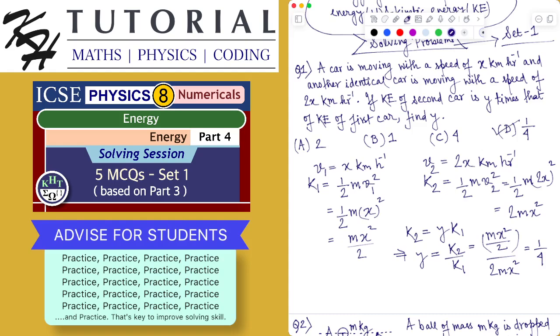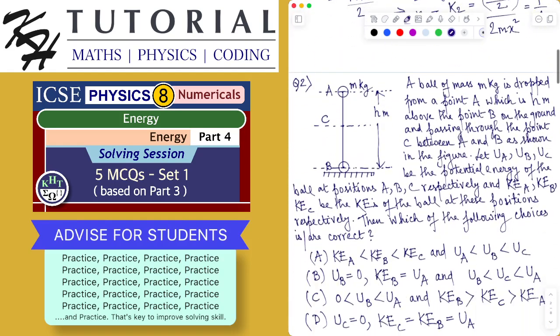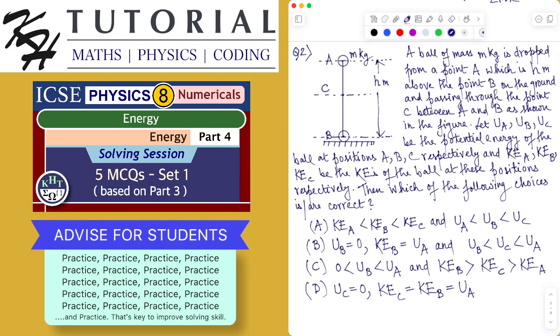Let's see the next problem. A ball of mass small m kilogram is dropped from a point A, which is small h meter above the point B on the ground, and passing through the point C between A and B as shown in the figure. So point B is on the ground and point A is at a height of small h meter above the ground, and point C is somewhere in between A and B.